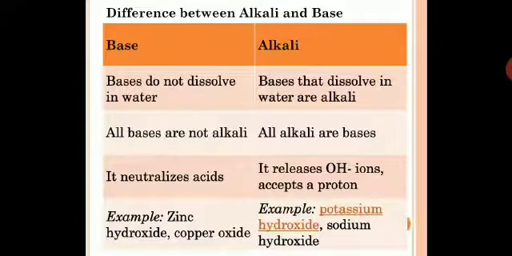Difference between alkali and base. This note is not there with you. You have to take it down in your notebook, children. Difference between a base and alkali. A proper differentiation we will do.